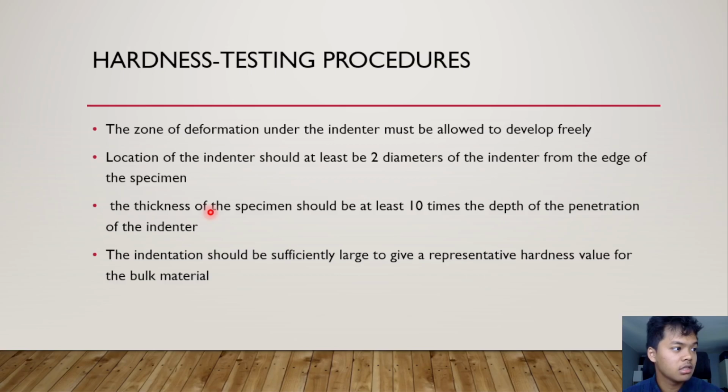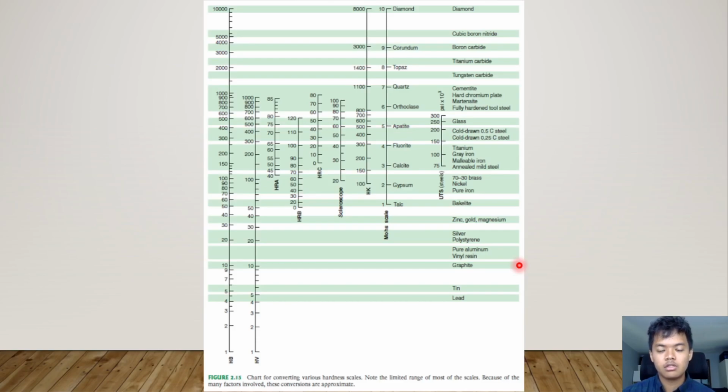Then next, the thickness of the specimen should be at least 10 times the depth of the penetration of the indenter. The indentation should be sufficiently large to give a representative hardness value for the bulk material. Since we have so many indentation hardness tests with their own numbers and values, here is a scale that we can use to convert from one to another. We got HB, HV, HRA, HRB, HRC, and so on.